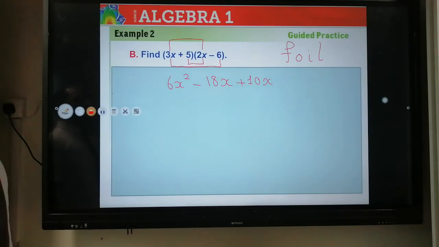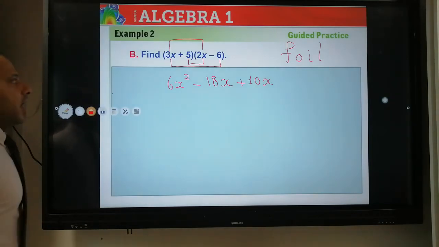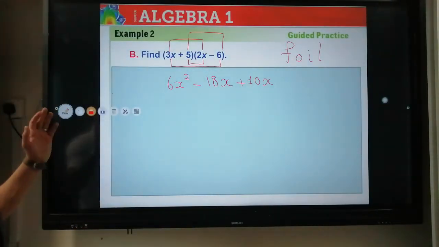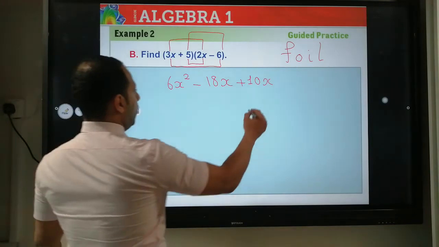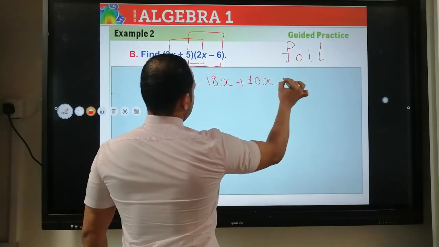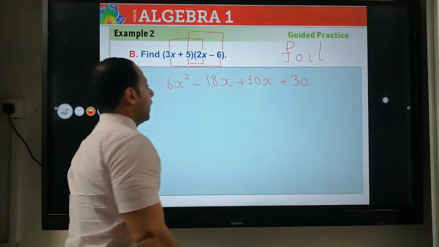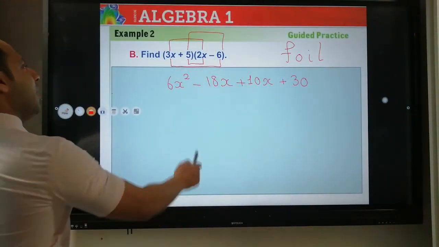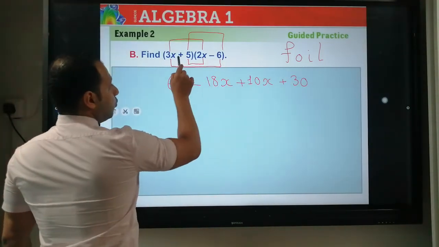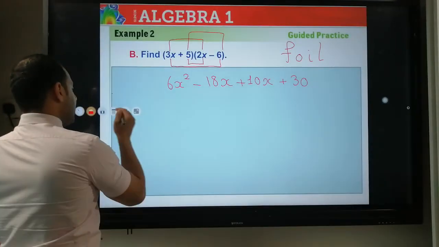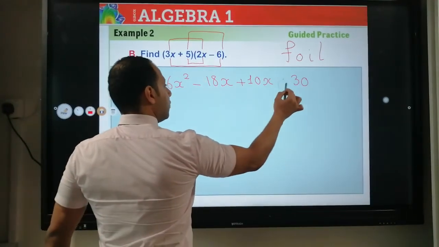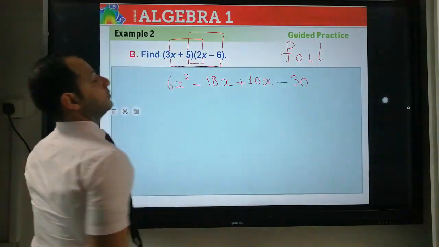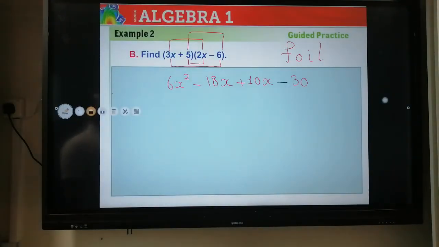And then L means last, so the last term here and the last term here, which equals positive 30. So a small mistake. We have 5 times 6 equals 30, but one of them is positive and the other is negative. Pay attention to the sign. So this will be negative.